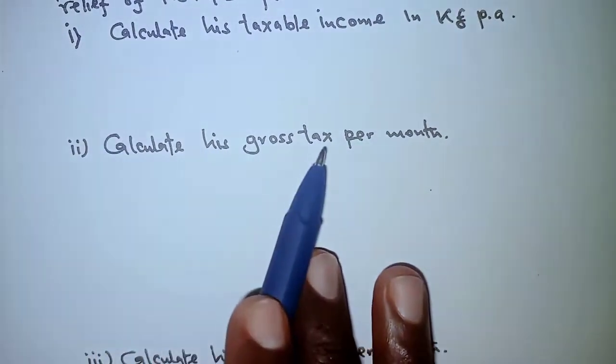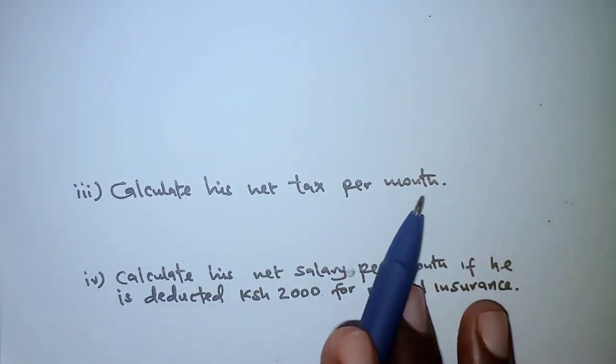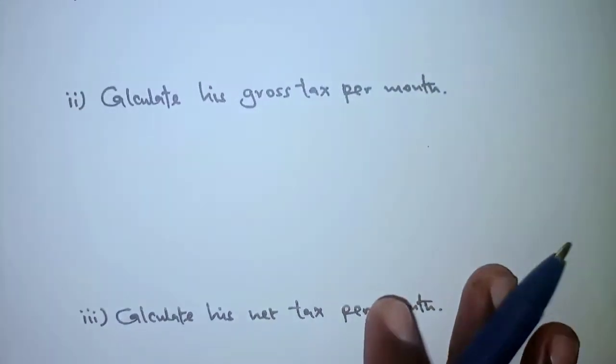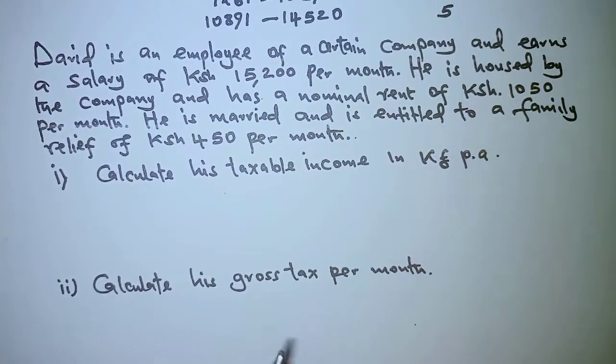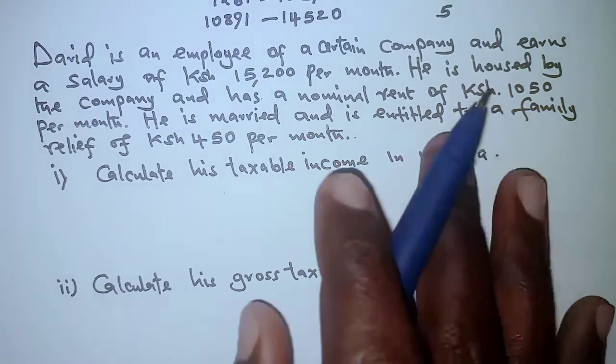Then calculate his gross tax per month. Calculate his net tax per month. His net salary per month if he is deducted 2,000 shillings for medical insurance. So right to the first part, we have to calculate his taxable income in Kenyan pounds per annum.